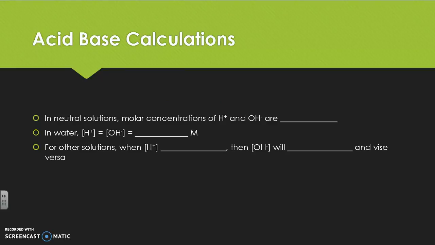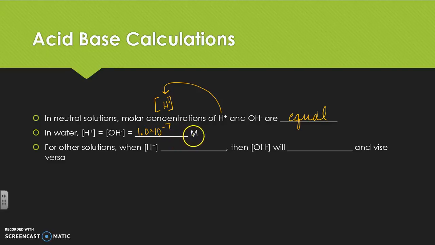Acid-base calculations. So what does that mean? Well, that just means that you're determining what the concentration of hydrogen ions and hydroxide ions is. So in a neutral solution, the molar concentrations of hydrogen ions and hydroxide ions are going to be equal to each other. In water, the molar concentration of hydroxide ions is equal to the molar concentration of hydrogen ions, and it is equal to 1.0 times 10 to the negative 7th.